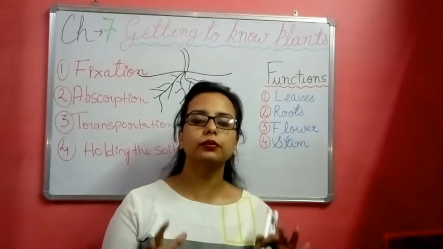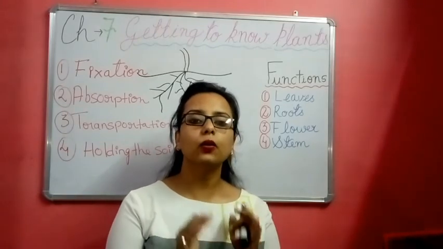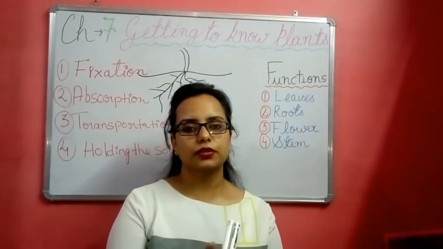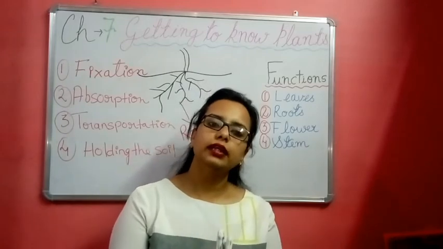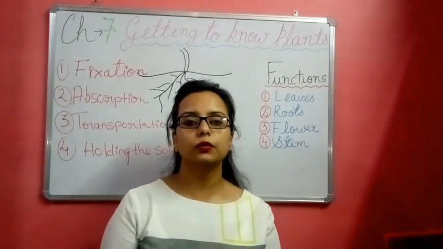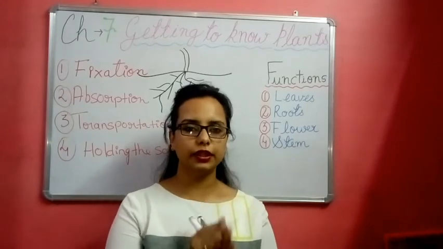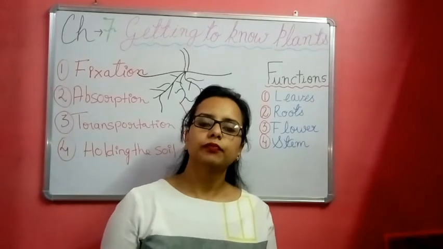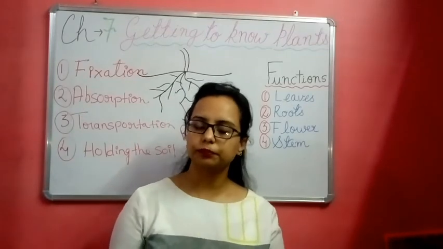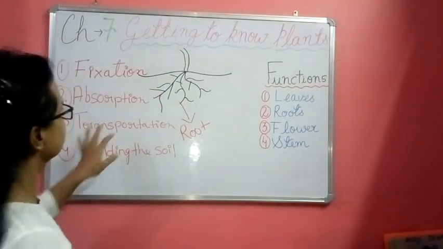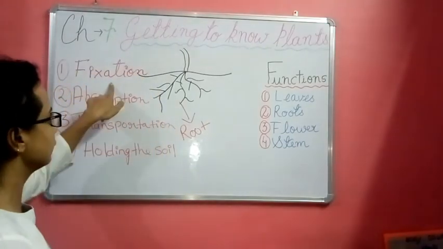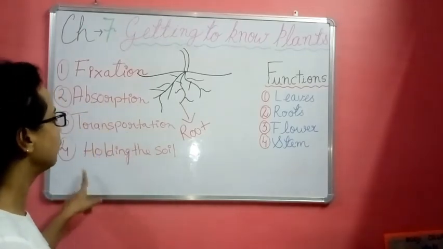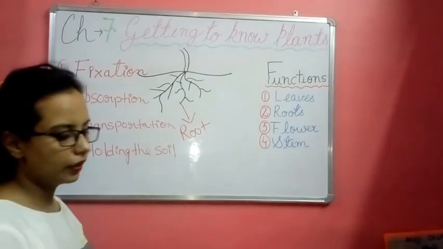Why? Because the roots hold our soil, and it prevents the deforestation. Okay, so the more planting we do, the more the roots will hold the soil, and in the rainy season it will prevent the deforestation. Okay, so these are the four functions of the root. First is the fixation, second is the absorption, third is transportation, and fourth is holding the soil.